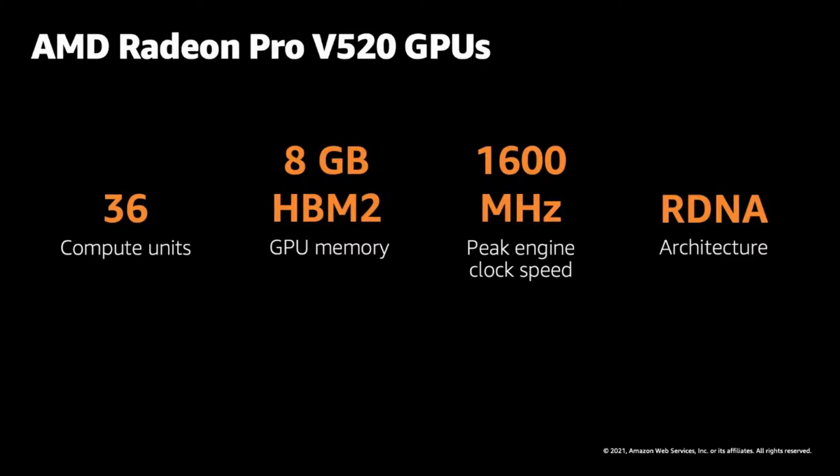Now I want to dive into a little bit about our AMD Radeon Pro V520 GPUs that power the G4AD instances. So we'll talk about some of their key features and specifications. The AMD Radeon Pro V520 GPUs come with 36 compute units and 8 gigabytes of high bandwidth GPU memory, as well as a peak engine clock speed of 1600 megahertz. These GPUs are built using AMD's RDNA architecture, which is designed to render your graphics at high speeds with hyper-efficient, low latency communication between the GPU and the CPU.